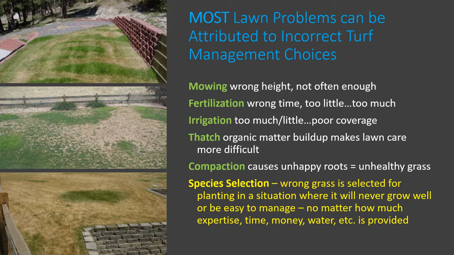This is why we're going to be talking about each of these topics in class this semester: mowing, fertility, irrigation, soil management. They're all important. Even though we talk about them individually, they don't exist on an island. They all interact with each other. So it's important to optimize all of those. But in the case of species, you can do all those other practices correctly. And if it's a wrong fit, if it's a bad fit of that grass where you're trying to grow it, it doesn't matter really how well you perform all those other management practices.